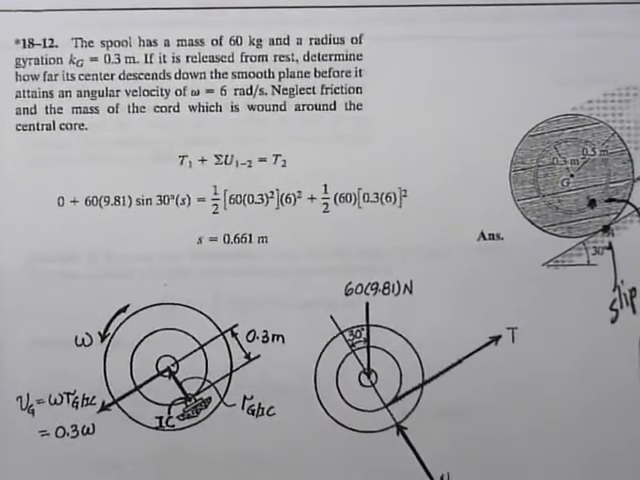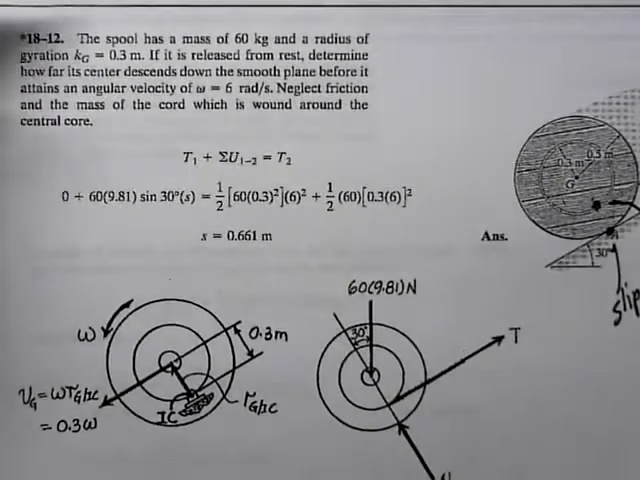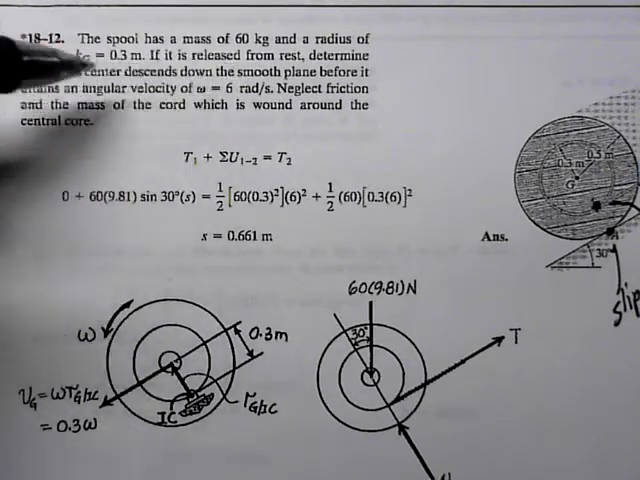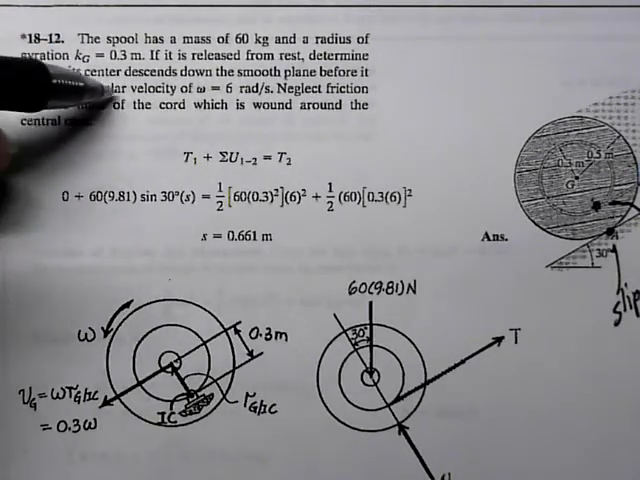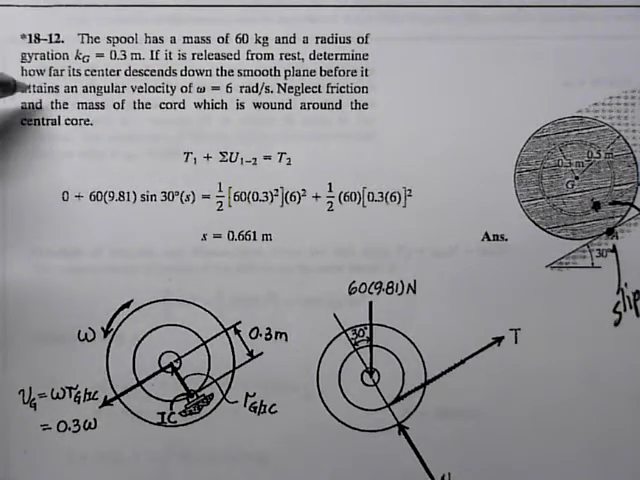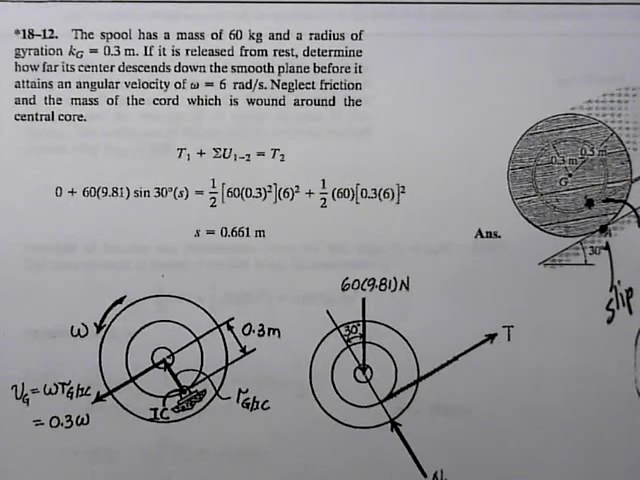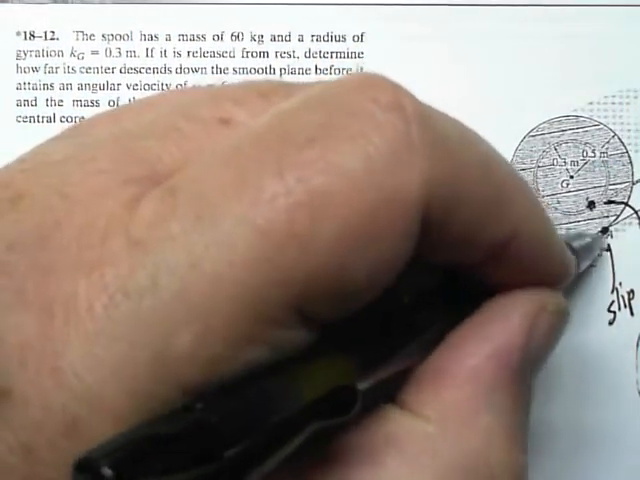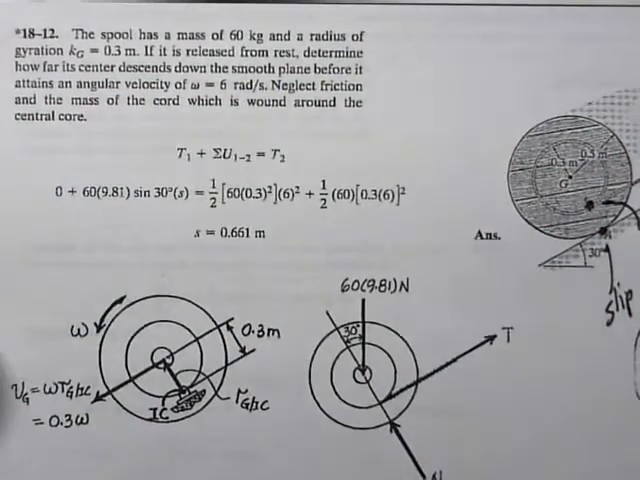It says the spool has a mass of 60 kilograms, radius of gyration kg of 0.3. If it is released from rest, determine how far the center descends down the smooth plane before it attains an angular velocity of omega equals 6. Neglect friction and the mass of the cord, which is around the central core. Okay, and the very next problem, 18-13, will then admit friction, which is nice because, again, we have to do a little bit of kinematics to find out over what distance the friction acts.